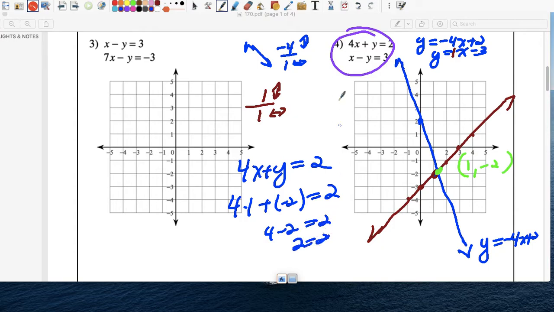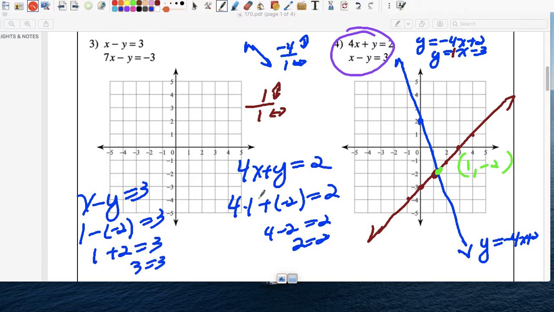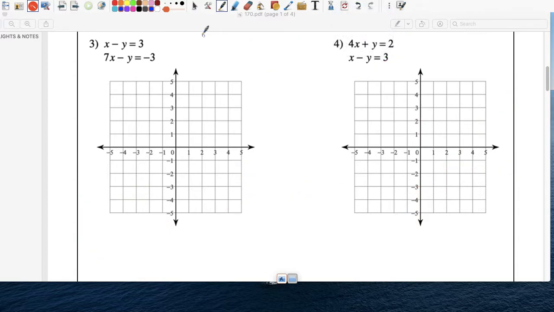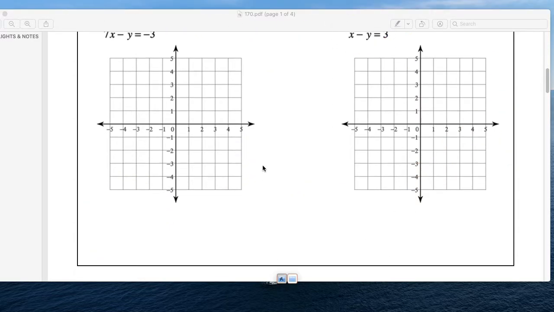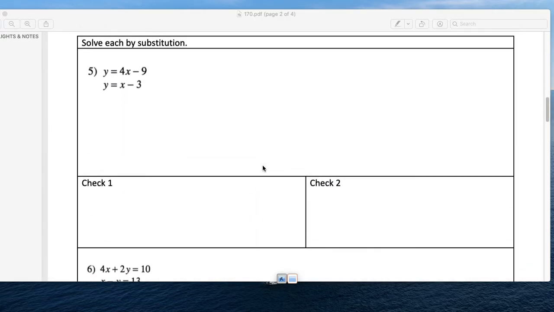So that worked. The second equation, x minus y equals 3. If I substitute, x is 1 minus -2 equals 3. 1 minus -2 is 1 plus 2, which equals 3, and 3 equals 3. So it worked for the top and bottom equation. So that solution is absolutely correct. Okay, so keep moving. Number 5 is substitution.